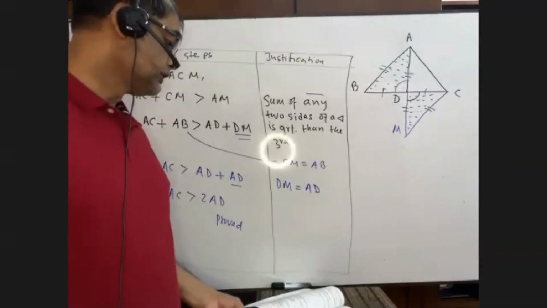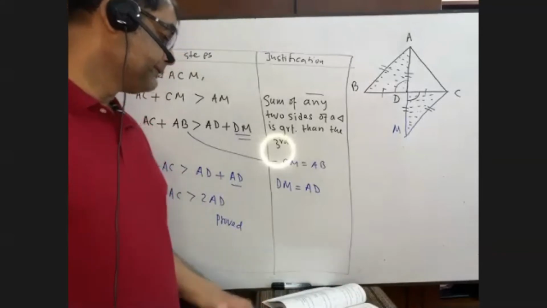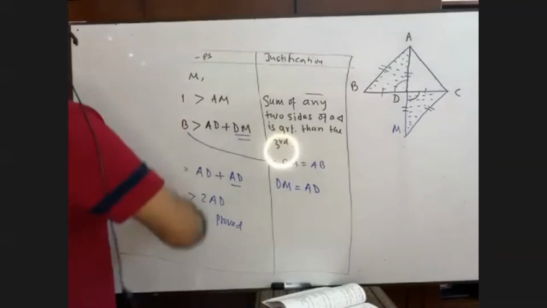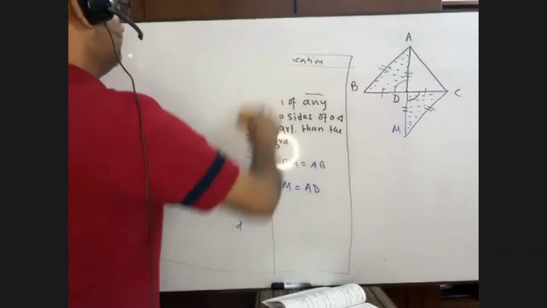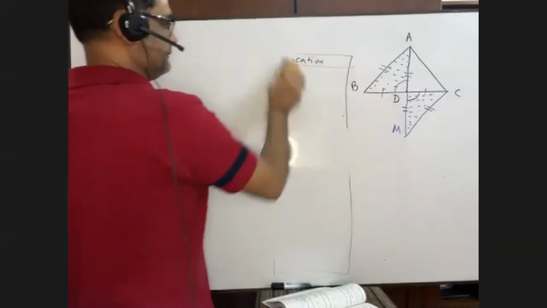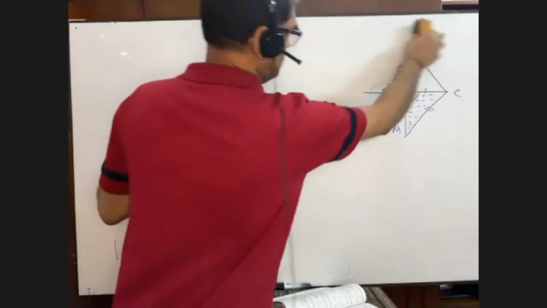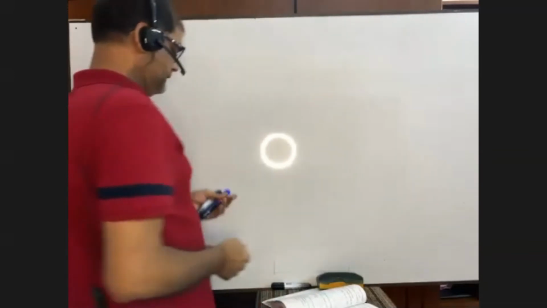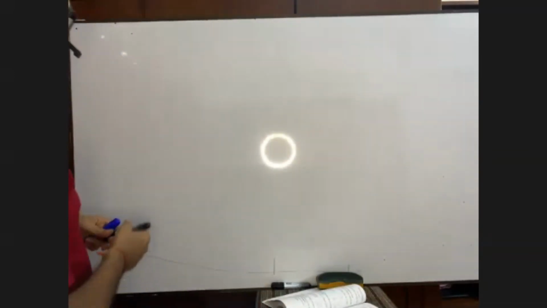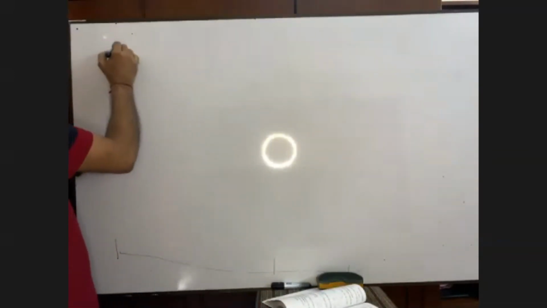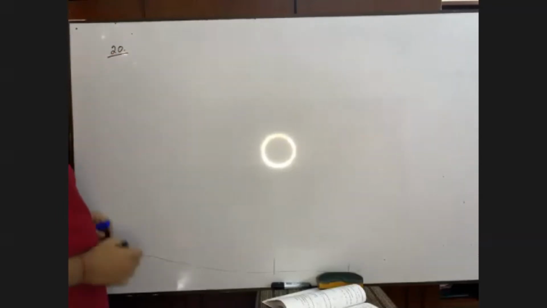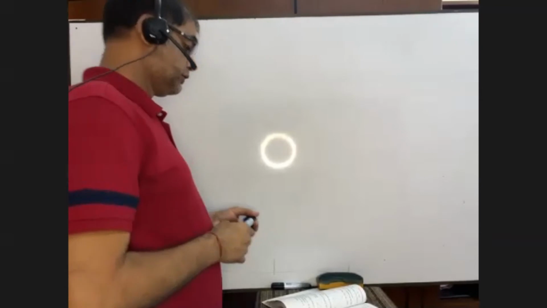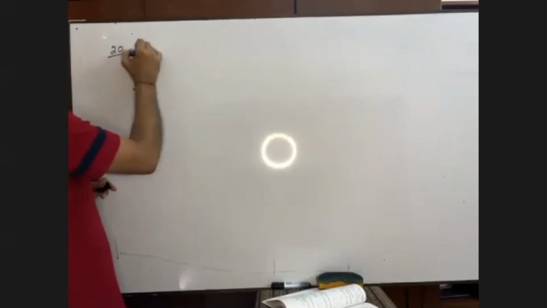Go to question number 20. So, sir, what was the last line? AB plus AC greater than 2AD. Okay, sir. Question number 20. You see number 20, the most important math to be given in the examination.